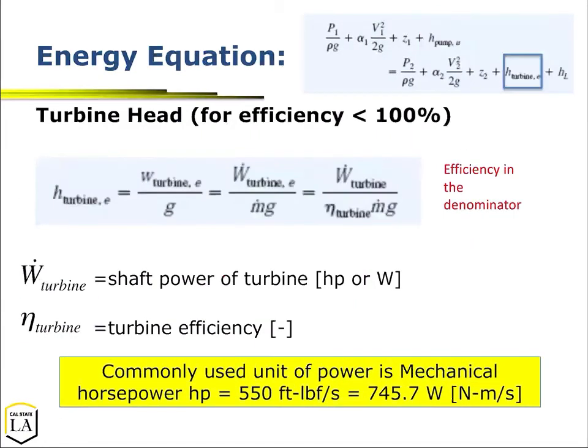There is a similar equation shown here for the head due to the turbine, where again you have your shaft power from the turbine divided by your mass flow rate multiplied by gravity. And this also, if you have efficiency less than 100%, you have to add this efficiency parameter. I want you to notice that I made these notes on the side for you.